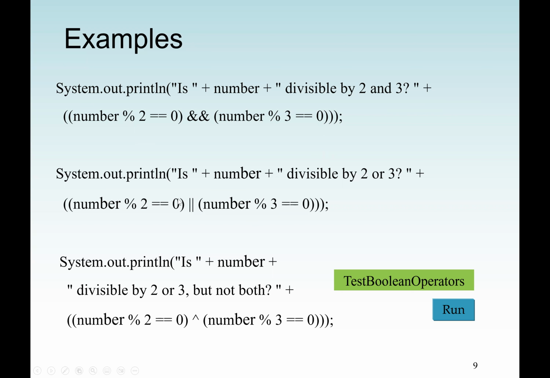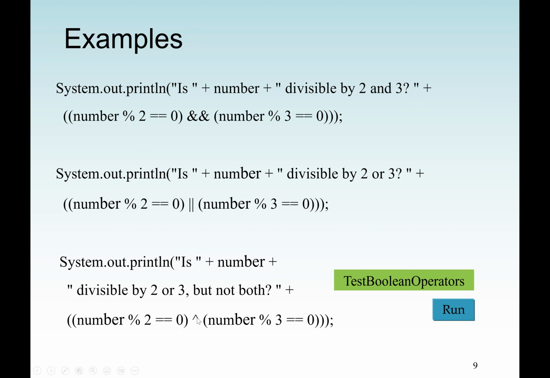But if I use 9, 9 is wrong because 9 modulus 2 is not 0, but 9 modulus 3 is 0. But when we look at the next example here, we are checking if the number modulus 2 equals 0 or the number modulus 3 equals 0. So in this case, 9 will work because it needs only one condition. 9 modulus 3 is 0, so that's good.